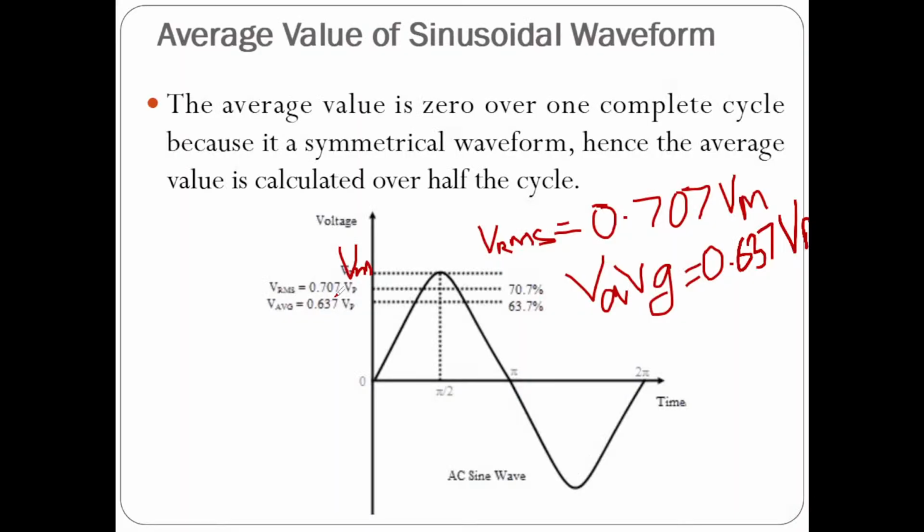So if Vm is equal to 1, that means Vrms is 0.7 times Vm, and V average is 0.63 times Vm. 0.707 means Vrms is 70% of the maximum value, which we have already discussed, and V average is 63% of the maximum value.